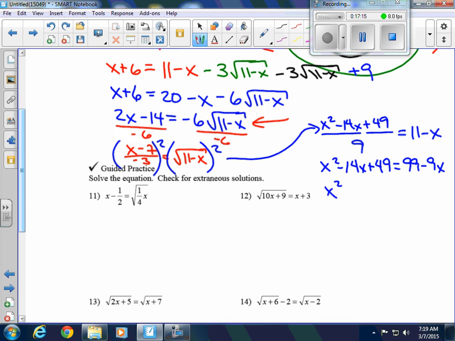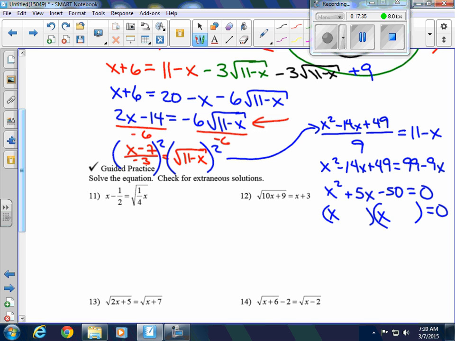And so we're going to have x squared. Move the negative 9x over. That's going to be a plus 9x, so that gives us 5x. 49 minus 99 is going to give us negative 50 equals 0. And so now, once again, we have a quadratic equation, and we're going to factor it.